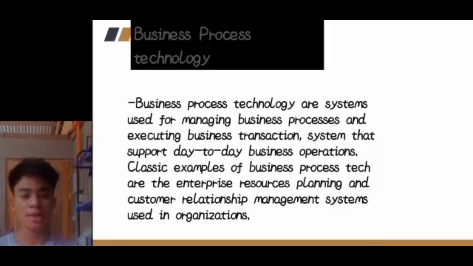And the last one is the business process technology. Business process technology are systems used for managing business processes and executing business transactions, systems that support day-to-day business operations. Classic examples of business process technology are the enterprise resource planning and customer relationship management systems used in organizations.